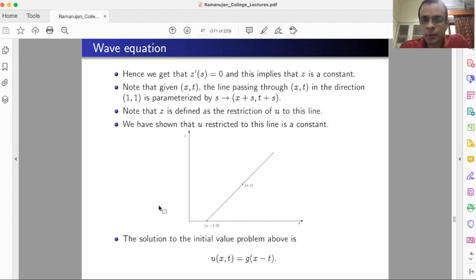So what we observe is that the solution of the initial value problem, u_t plus u_x is equal to 0 with u of x comma 0 equal to g of x, is u of x comma t equal to g of x minus t. Because this line, starting at the point x comma t in the direction 1, 1, goes and crosses the x-axis at the point x minus t comma 0. And because I know the value of u on the x-axis, I have u of x comma t is equal to g of x minus t.